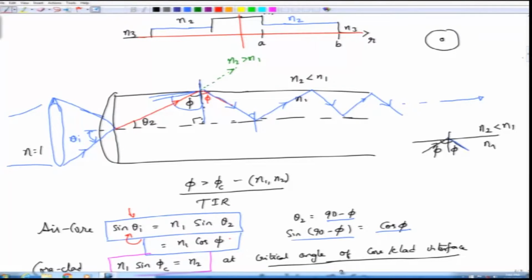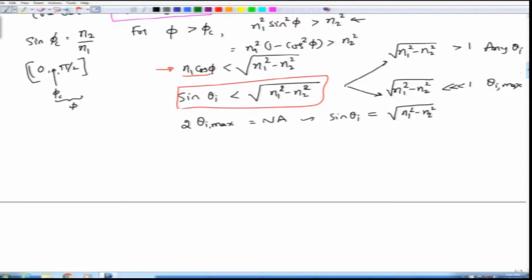So, if you were to send in a light ray here, then this would hit the core cladding interface at an angle which is less than the critical angle, and then this light would simply escape out. So, this is the case if the angle theta I is greater than theta I max. So, what is this theta I max? This theta I max is this cone angle. It is the maximum value of theta I within which the incident light is actually accepted by the fiber and propagated. Okay. So, that is theta I max, and we will reach this theta I max when sin theta I is equal to square root of n1 square minus n2 square. Okay.